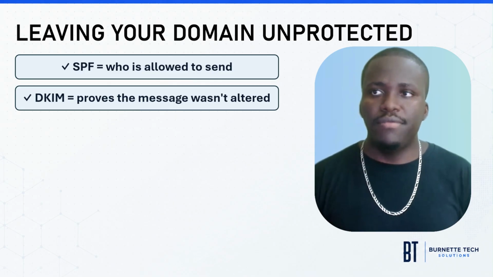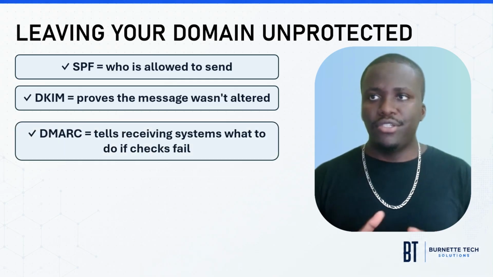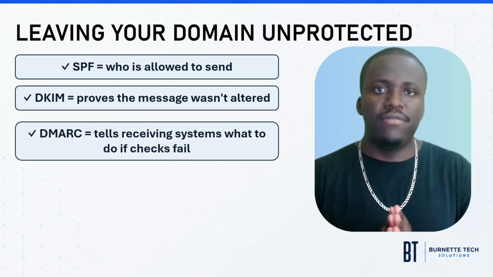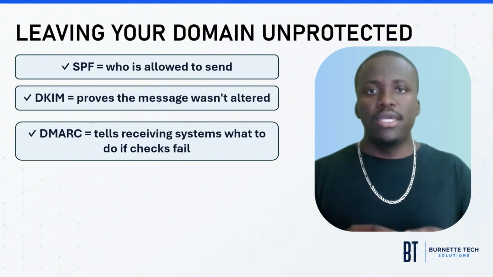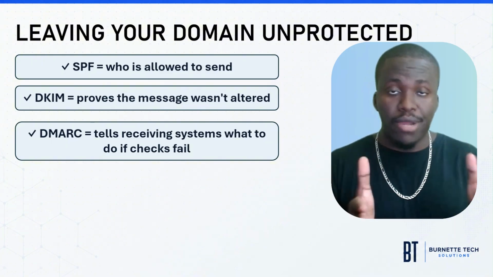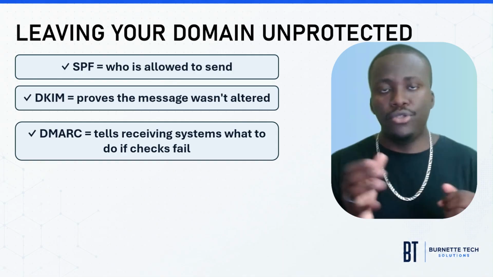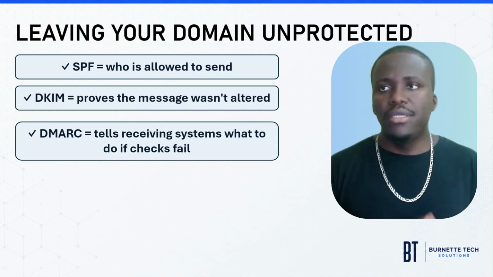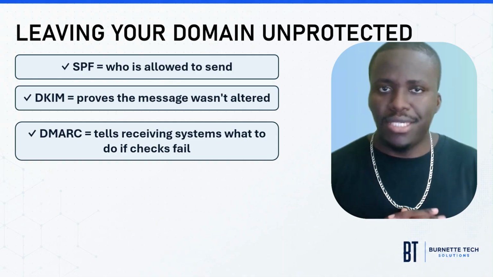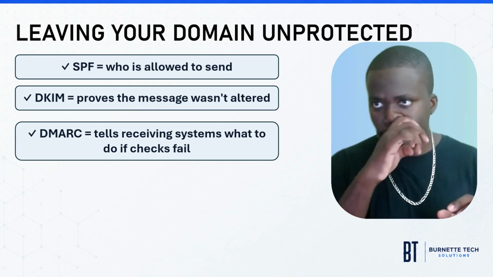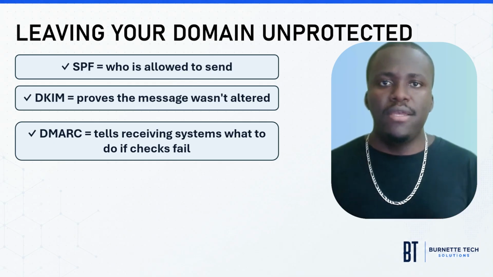And then finally, you have something called a DMARC record. It tells the receiving system what to do if the check fails. So if it does not meet the requirements, then what do you do? Do you quarantine? Do you reject it? Do you still make it go through? That's what a DMARC record is. So as I said, you don't have to remember these things. But just remember this.